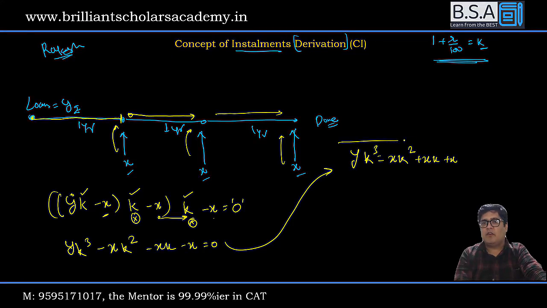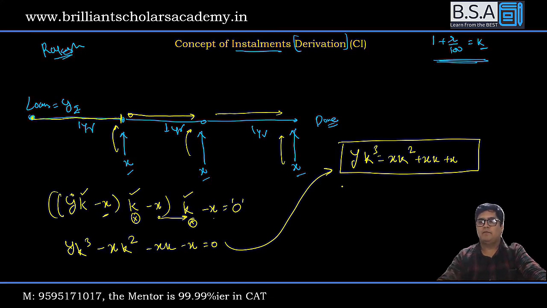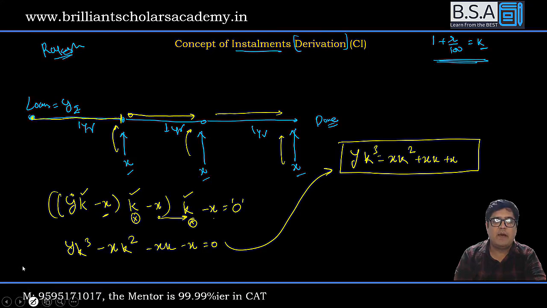this is the formula I want you guys to focus on. Write it down, comment done. I'll give you a customization of this. Write it down, comment done. This is X K square, X K, X.